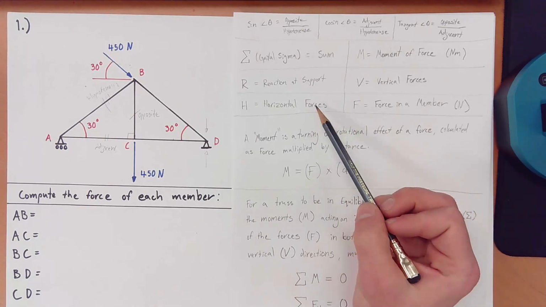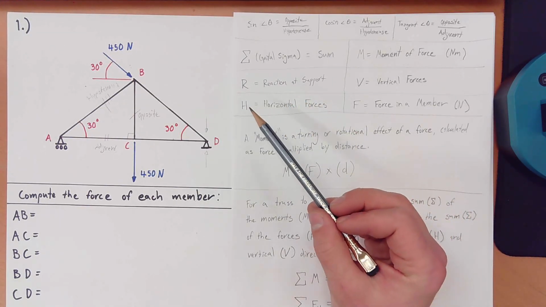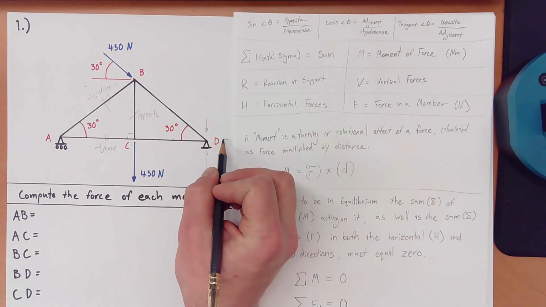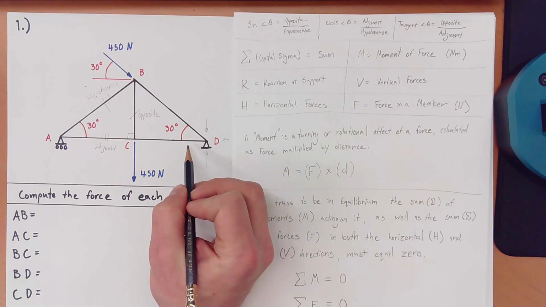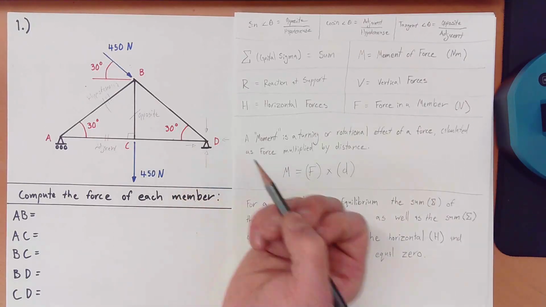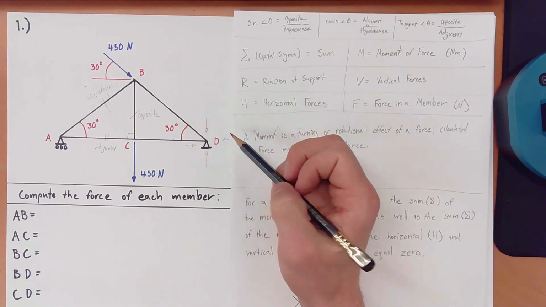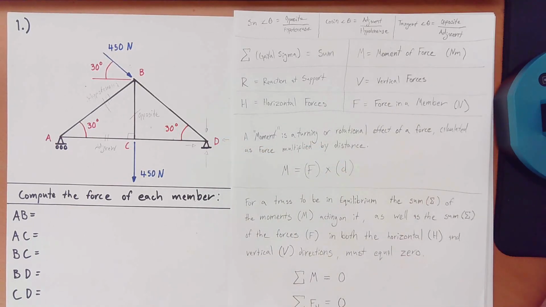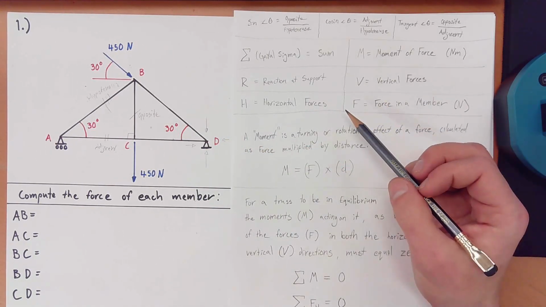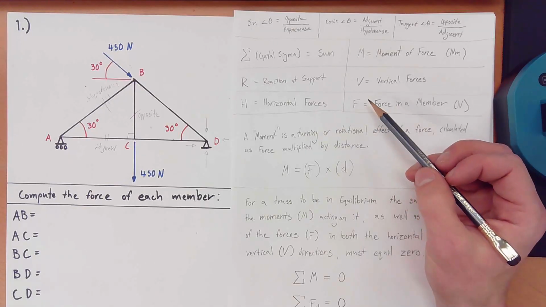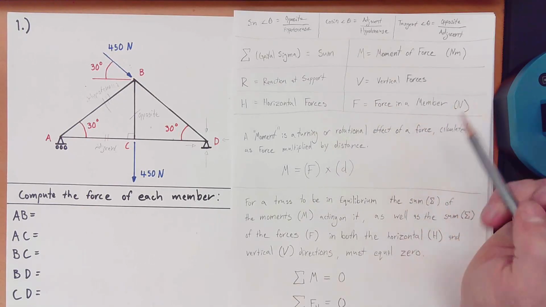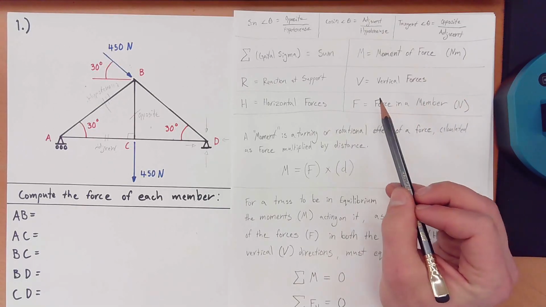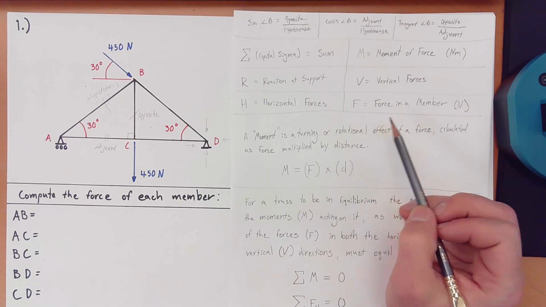In a similar vein, we have horizontal forces. So capital H, if we have forces acting in this direction, we must also have an equal and opposite force acting in this direction. So 1, 2, 3, 4, they all balance out to make 0. And then finally, capital F stands for the amount of force in a member. So you'll notice that I've got in brackets N.